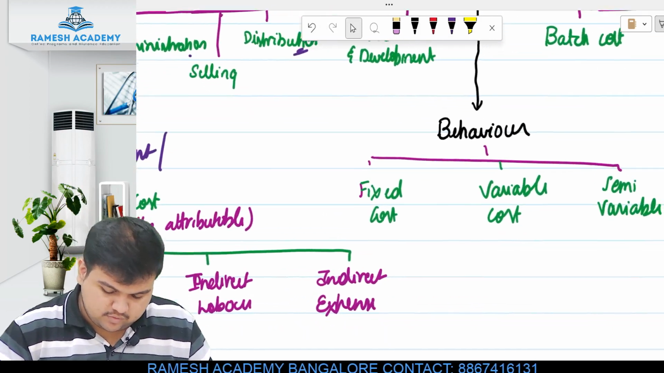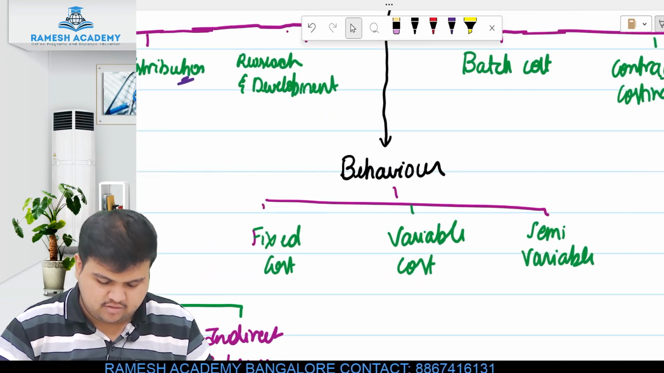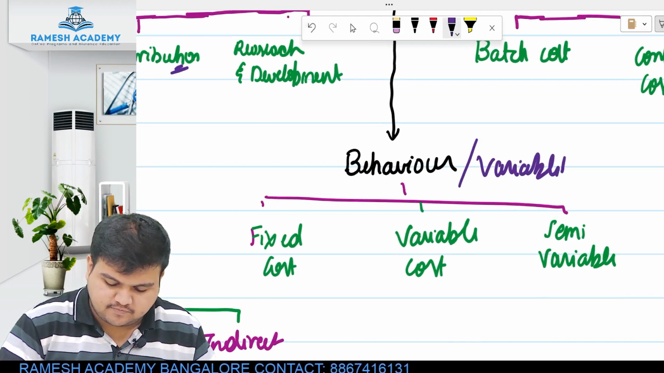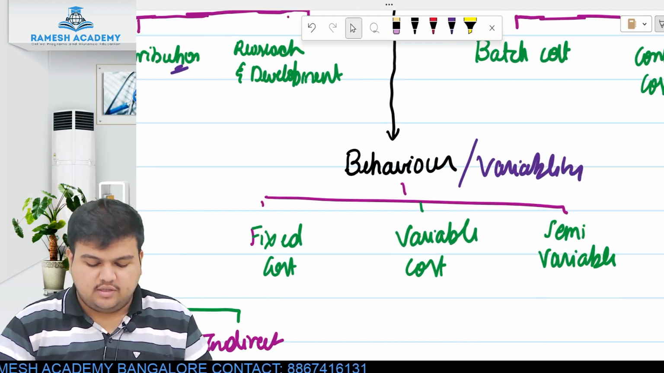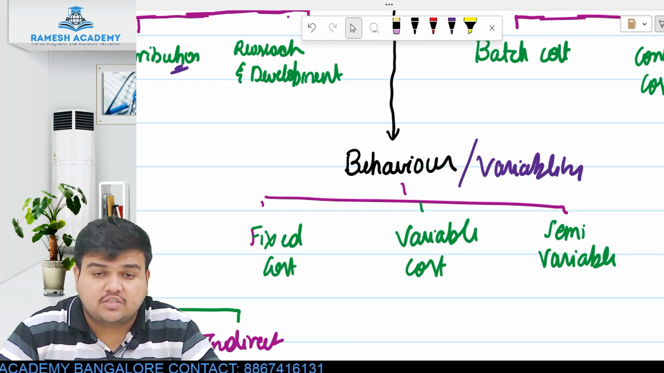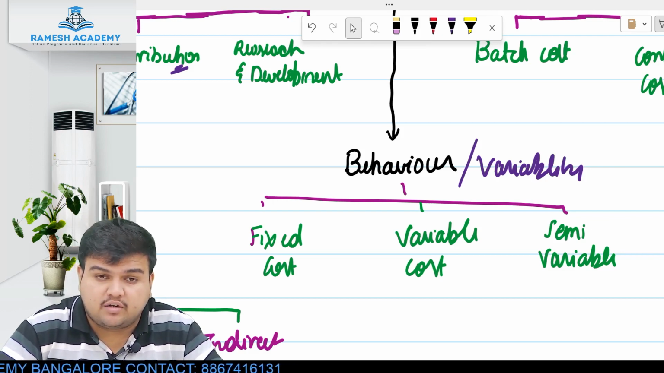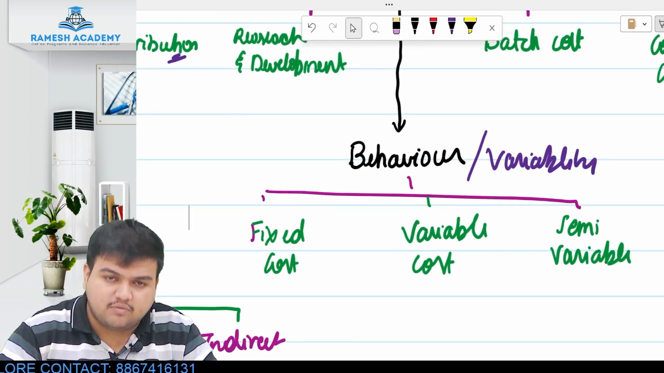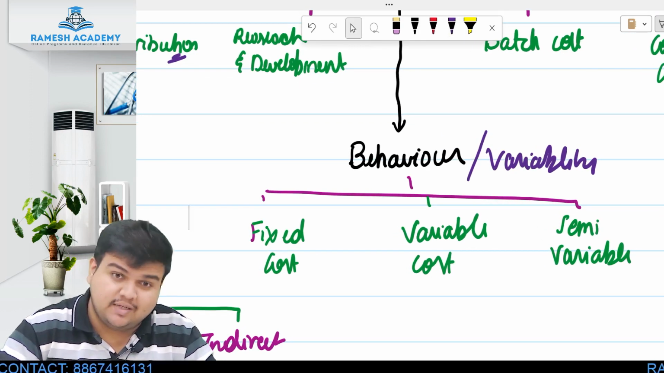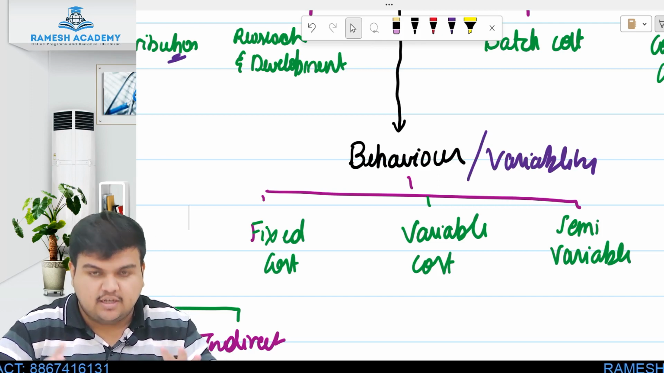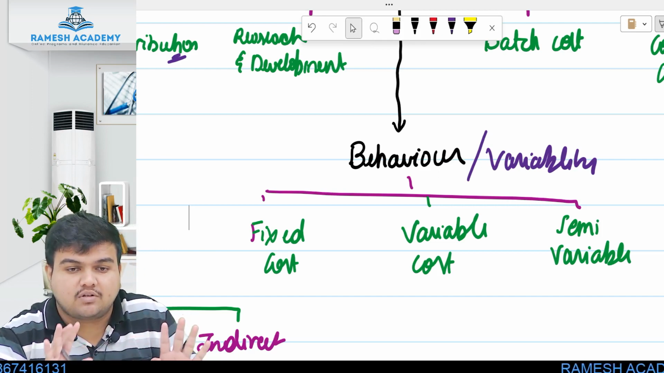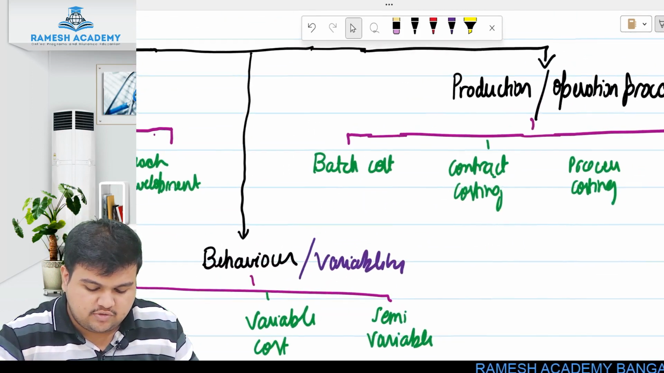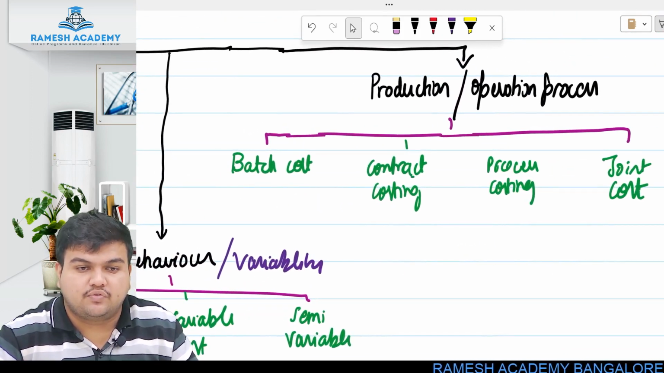Okay, now coming over to the next one, based on behavior or variability. Okay, behavior, how does it behave? The fixed cost, variable cost, and semi-variable cost. About this analysis, I will be just discussing the next point. Now let us just know the behavior and variability. Three costs come: fixed cost, variable cost, and semi-variable cost. The next very immediate topic is behavior analysis of the cost.